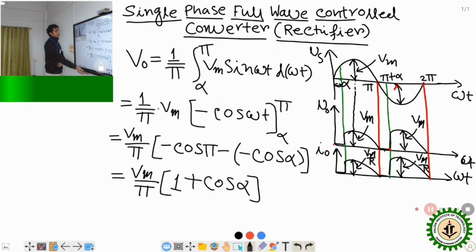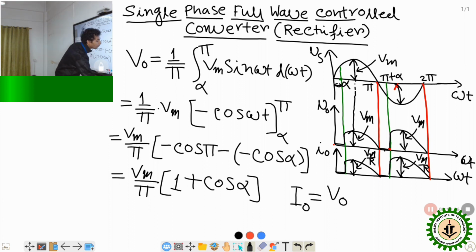So that means if we vary this firing angle alpha, the output voltage can be controlled. That's why this is called a controlled converter or controlled rectifier, because by controlling the firing angle alpha, we can control the output of the rectifier. What will be the average current I0? There is R load, so I0 will be V0 by R.